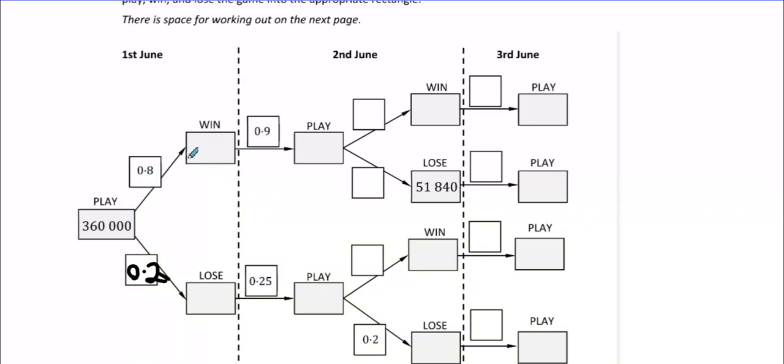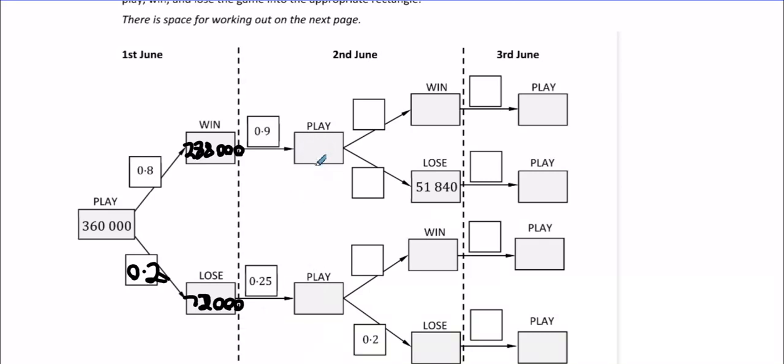I'm going to get 288,000. Is that okay? What about the bottom one? 0.2 by 360,000? 72,000 people. Is that right? Now, what's next then?